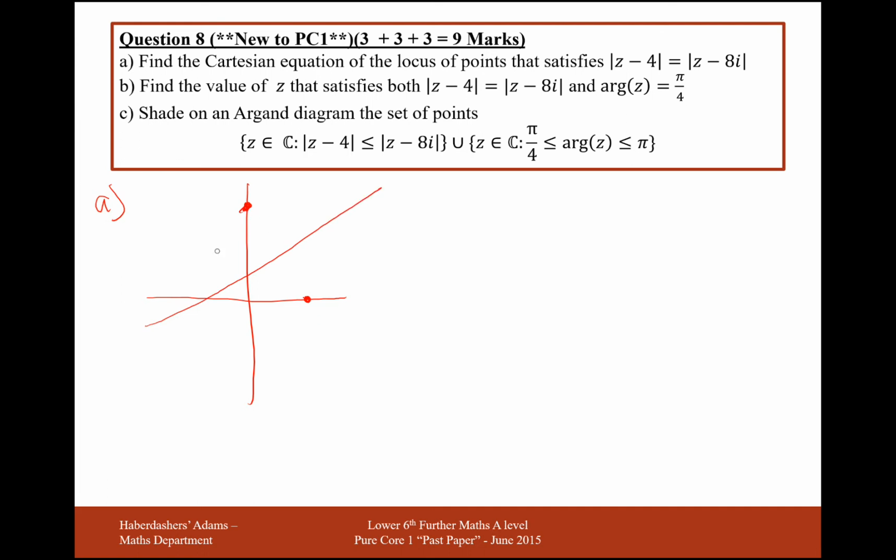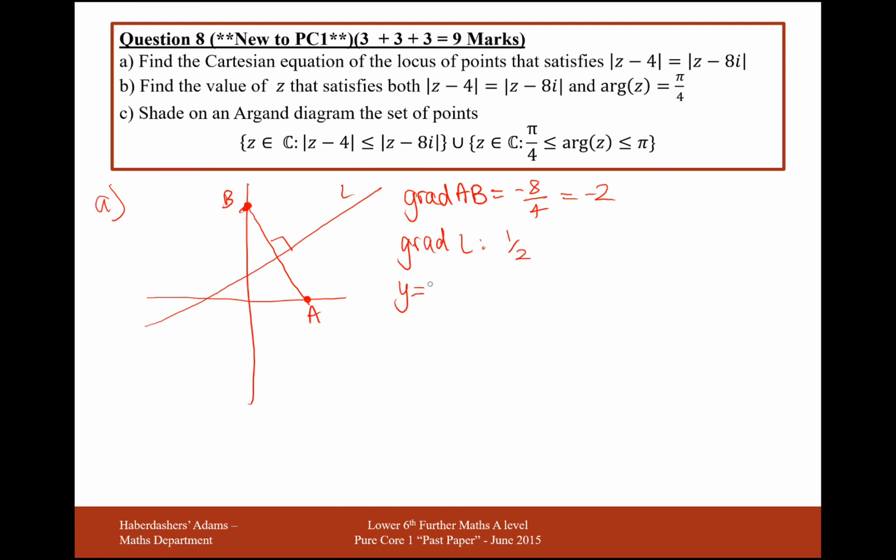Now I know that that line there is going to have a gradient that is perpendicular to the gradient that connects the 2 points there. So the gradient of, let's call this line AB, is minus 8 over 4, which is minus 2. So the gradient of the, let's call it L, is going to be a half.